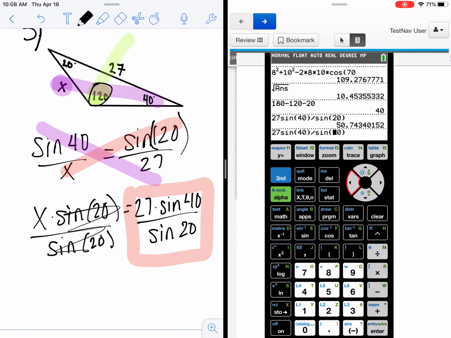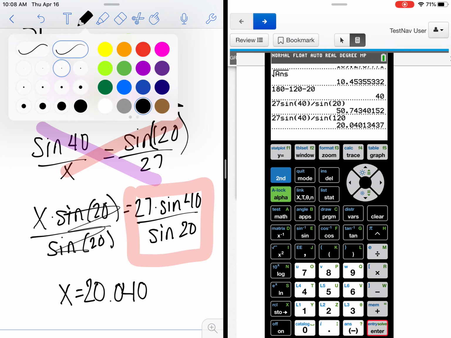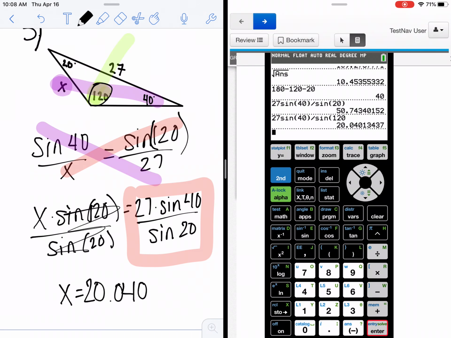My mistake. Sorry about that. I thought my answer was a little bit too big. Yeah, my side length should be 20.040. Because this, I missed that. I thought that was a parenthesis all the way through here. That should have been 120. My mistake on that.